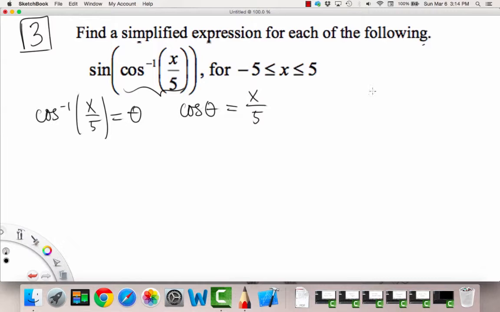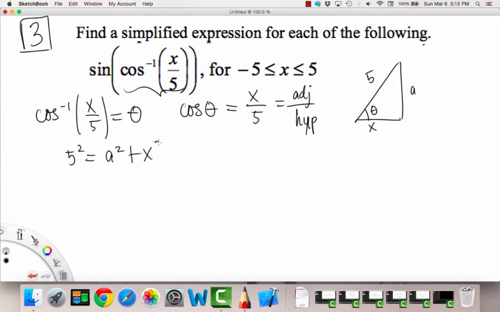Okay, so again, let's construct some kind of triangle. So let's say we have something like this. So we have theta there, and cosine is equal to the adjacent side over the hypotenuse. Okay, so this is kind of like saying we can assign x down there to the adjacent side and 5 up here to the hypotenuse. So in order to figure out a, we can use the Pythagorean theorem. So we can say 5 squared is equal to a squared plus x squared. So if we solve for a, we're just going to subtract the x squared over to the left side. So we get a squared is equal to 25 minus x squared.